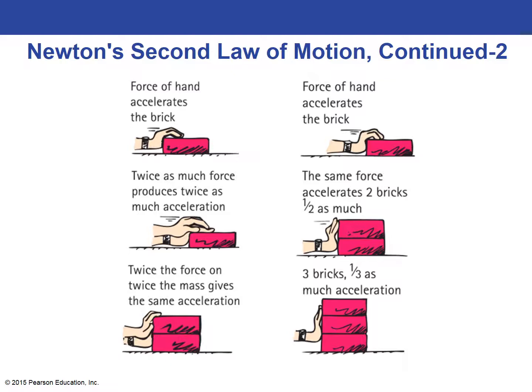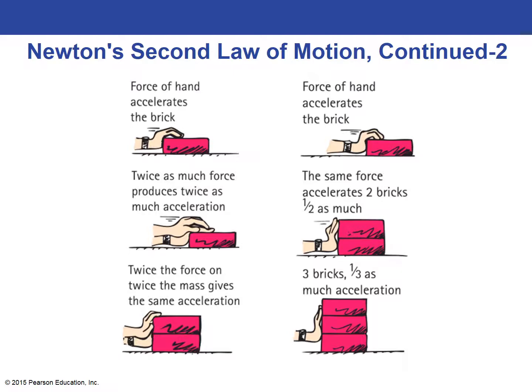We can suppose, for example, that in the top left-hand picture, we have 10 newtons of force being applied to 1 kilogram of mass of a brick. By Newton's second law, I can calculate the acceleration: 10 newtons divided by 1 kilogram, therefore 10 meters per second per second. That means the velocity increases by 10 meters per second after every second. At the end of the first second, the brick will be going 10 meters per second, at the end of the second, 20 meters per second, and at the end of the third second, 30 meters per second.